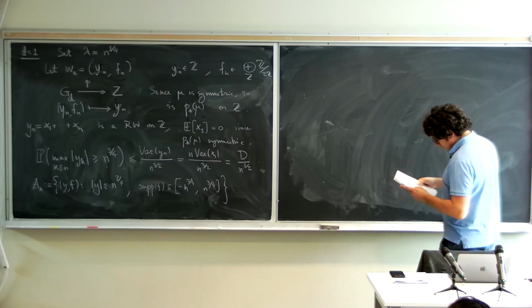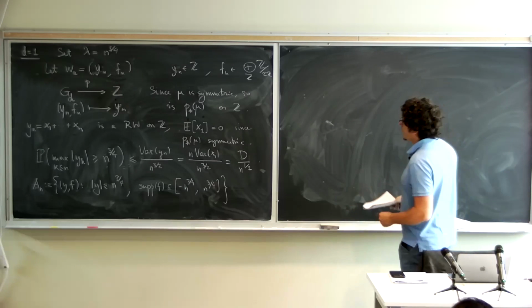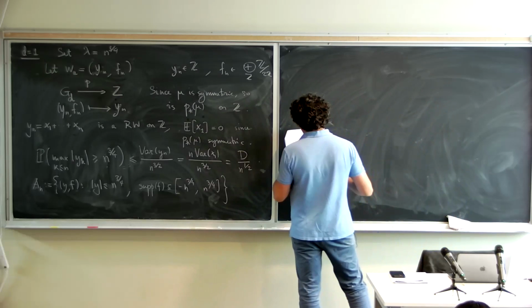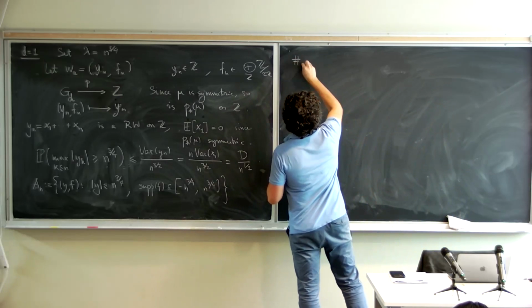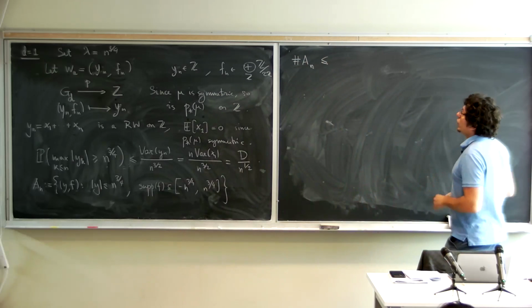And then we have to do the estimate. Now it's not that strange how to do the estimate here. Let's see what's the classical way to do this. So first of all, the cardinality of A_n. So how big is the cardinality of A_n?